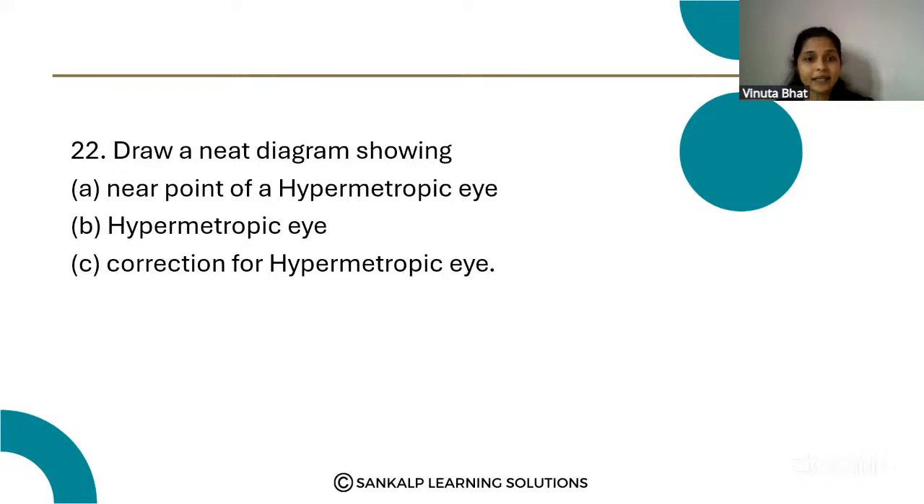Draw a neat diagram showing the near point of the hypermetropic eye, the hypermetropic eye, then the correction of the hypermetropic eye. So very important, this question was asked in last year's question paper also. Please note down this question.